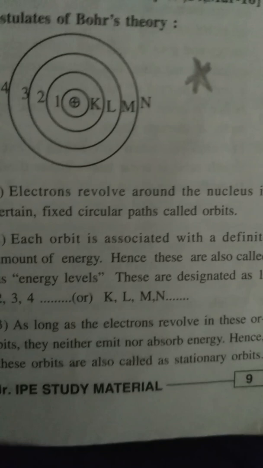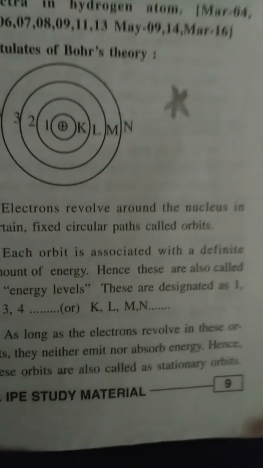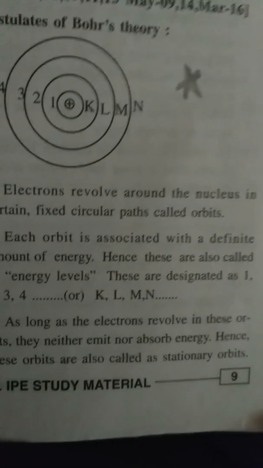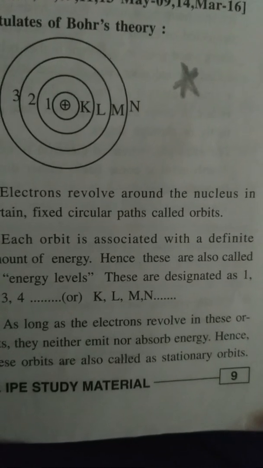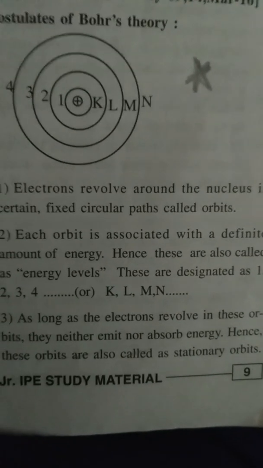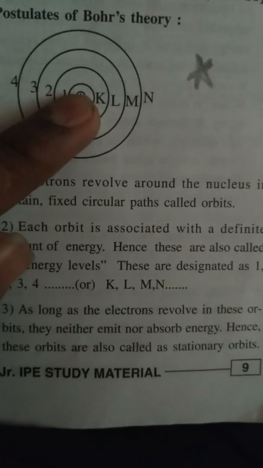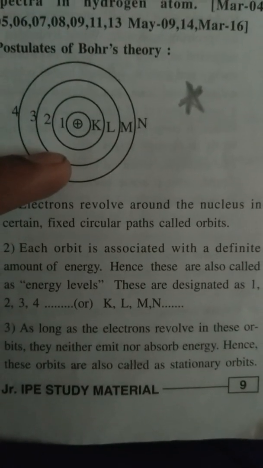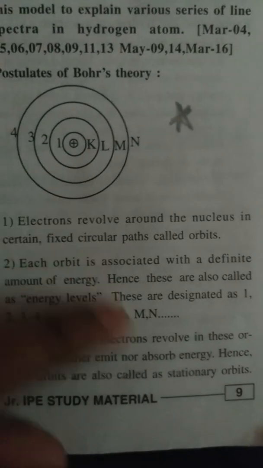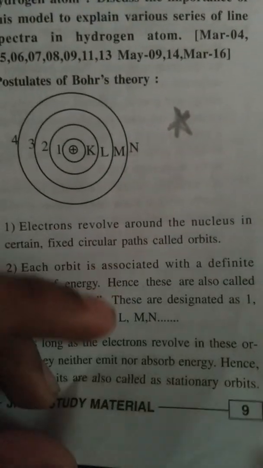As long as the electrons revolve in these orbits, they neither emit nor absorb energy. Hence, these orbits are also called stationary orbits. As no emission or absorption of energy takes place, these are called stationary orbits. Stationary means remain the same.